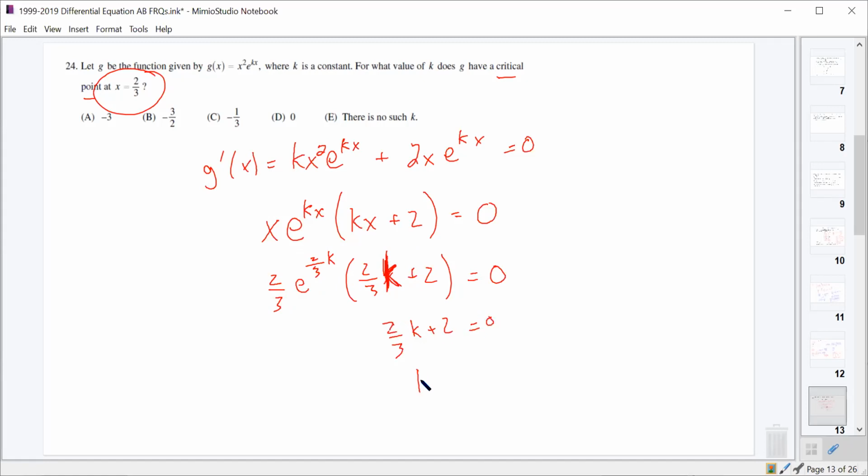And that gives us, if you bring that over, -2. Multiply by 3 is -6. Divide by the 2 is -3. Does that make sense or no? Yep. Cool.